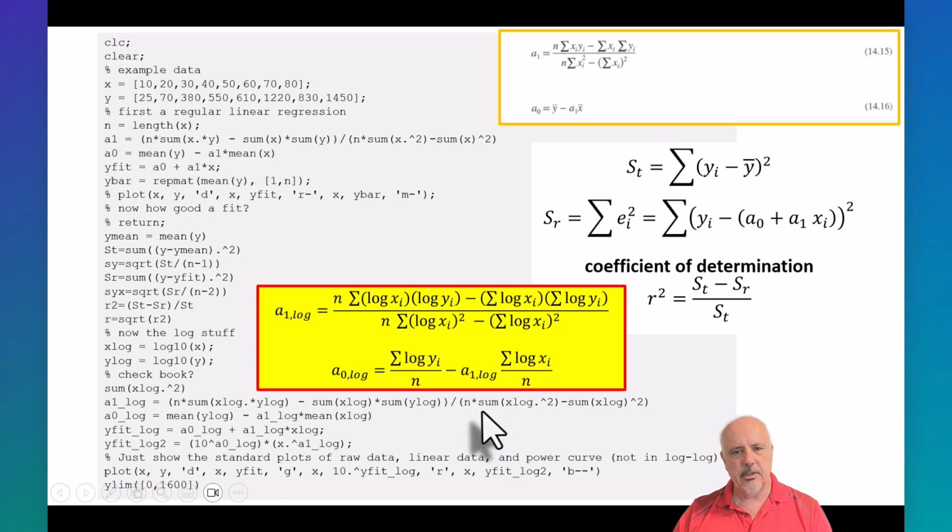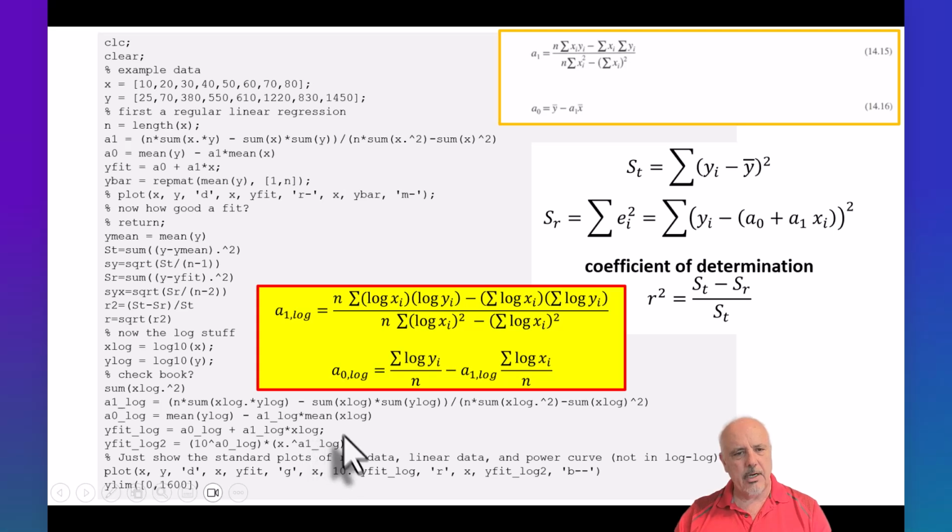And then I divide by the denominator, so that's going to be n. And then this is where I need to be careful. That's why I tried that one out to make sure it made sense. So I'm summing the individual x logs being squared. And then I subtract off the sum of the x logs quantity squared. So that's what I'm doing there. And then for the A naught log, I'm going to use the A1 log and then the means of the y log and x log. So I get my y fit in the log way.